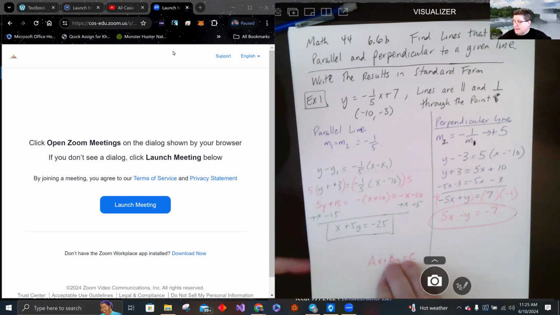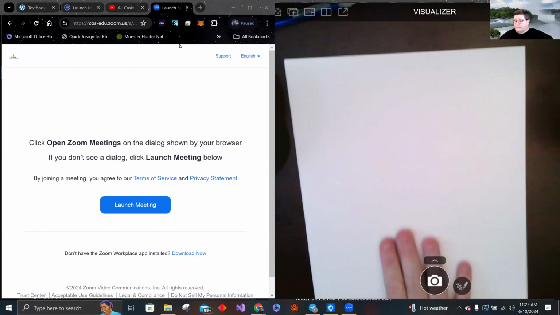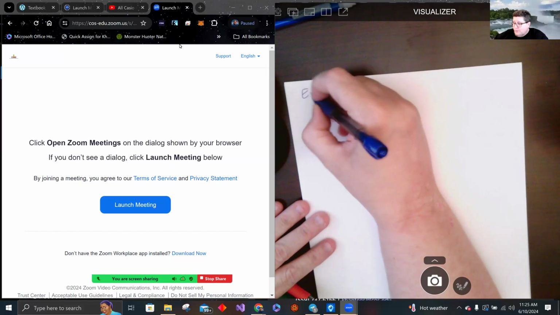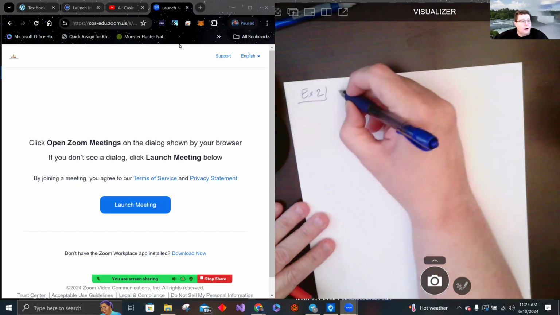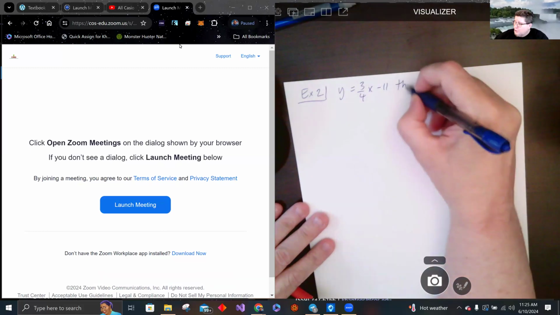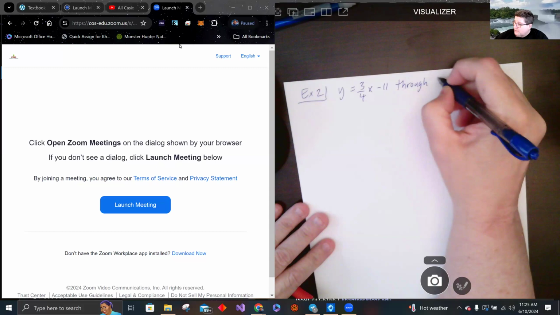Let's give you guys one to try. So example 2, this is your walkthrough. Y equals 3/4 x minus 11 through the point (9, 2).